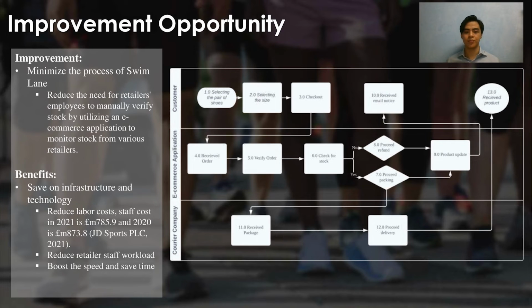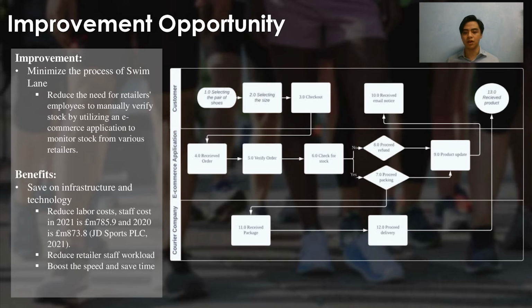Next, the improvement opportunity. From the financial report of JD Sport, there are big numbers of staff costs, which is 785.9 million in 2021 and 873.8 million in 2022. The company needs to minimize and reduce the cost by reducing the manual checking of stock. This improvement is to minimize the process of stock checking.